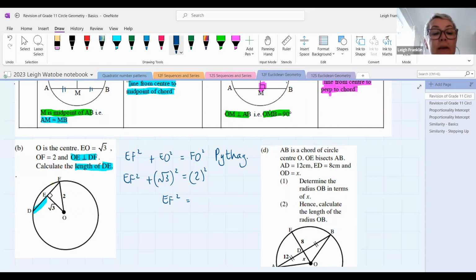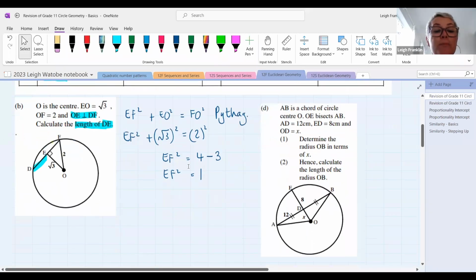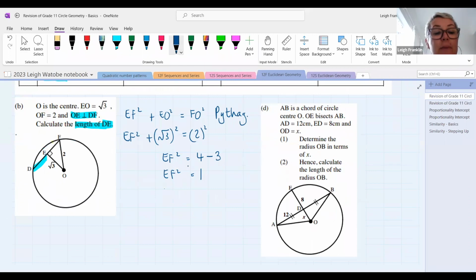So 2 squared is 4. And when I square the square root of 3, 3 is not going to change. It's just going to change its sign when it goes over. So that means that EF squared is going to be equal to 1. And now I can take the square root on both sides. And that means that EF is equal to 1 unit.